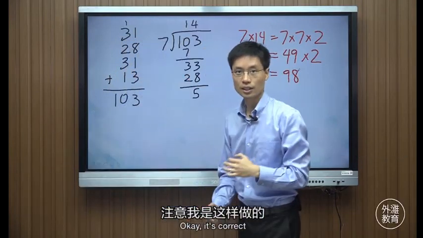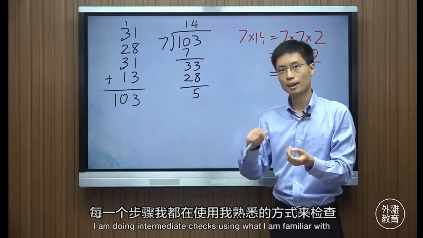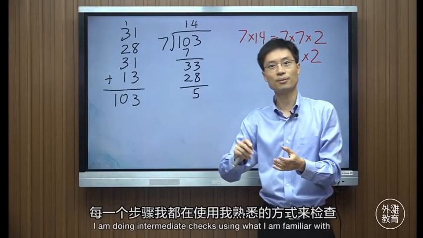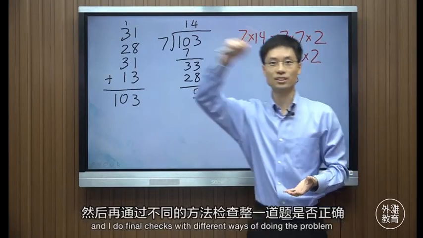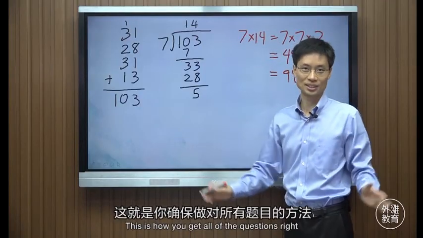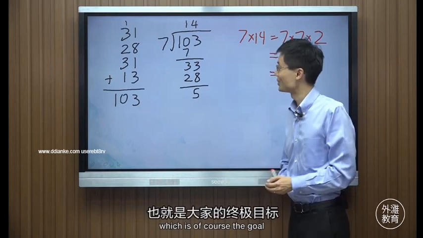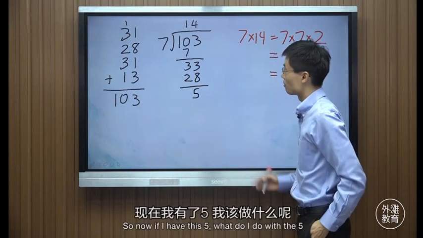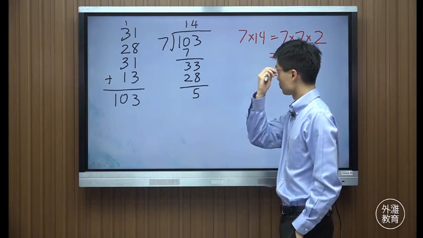Okay, it's correct. Notice how as I'm doing this, I'm doing intermediate checks using what I'm familiar with, and I do final checks with different ways of doing the problem. This is how you get all of the questions right, which is, of course, the goal. So now if I have this 5, what do I do with the 5?